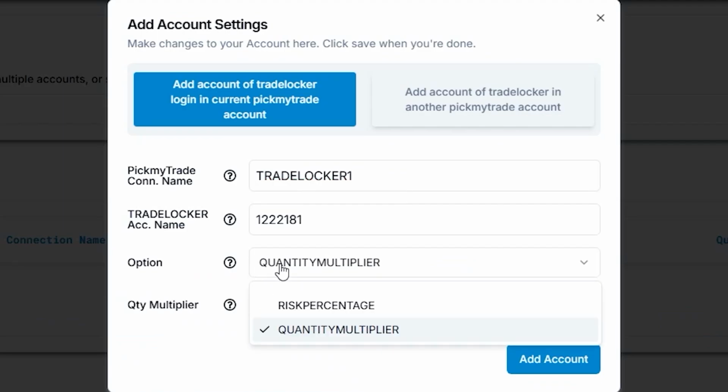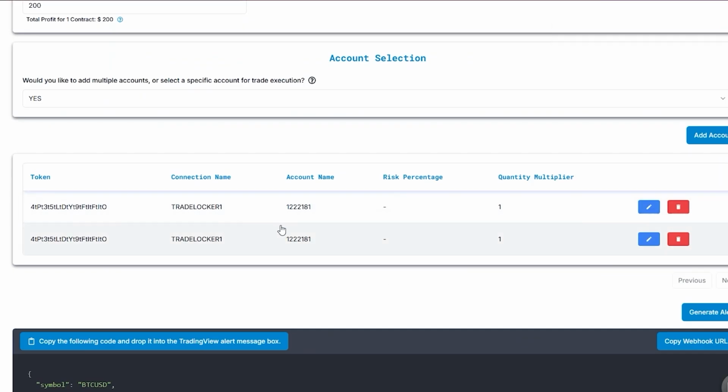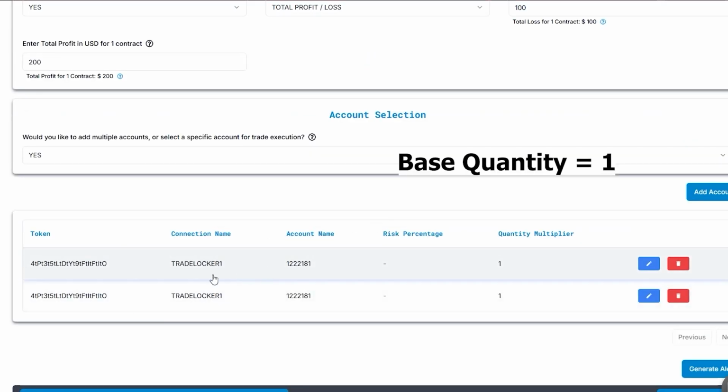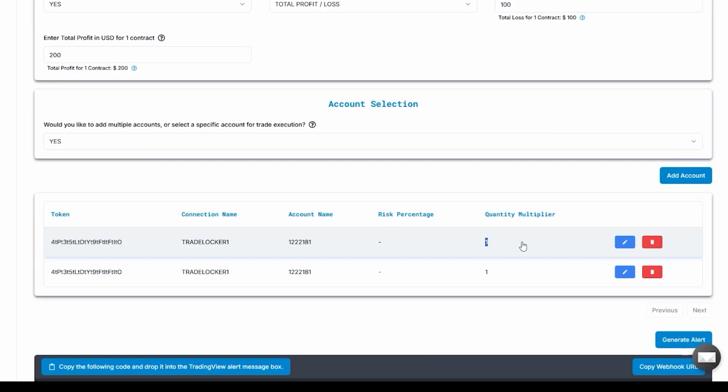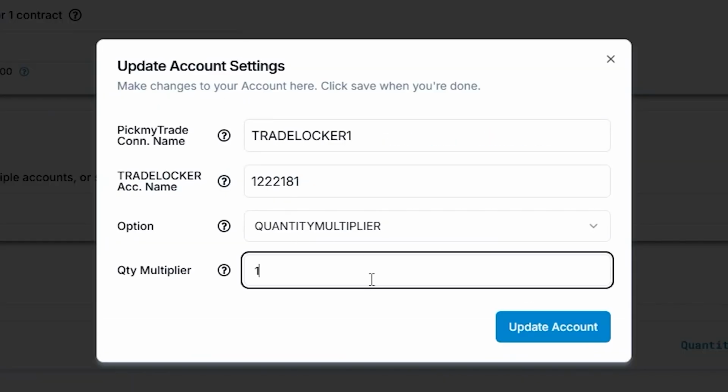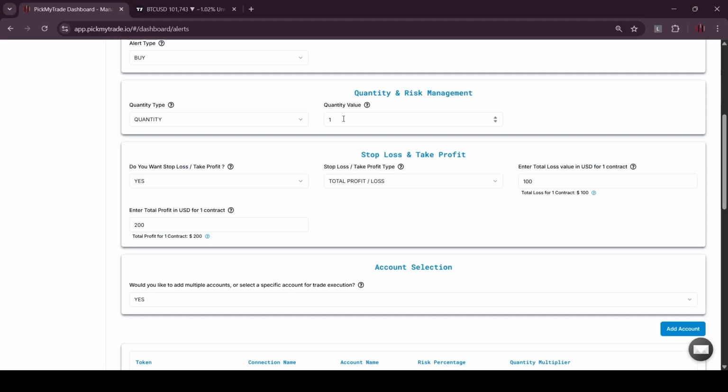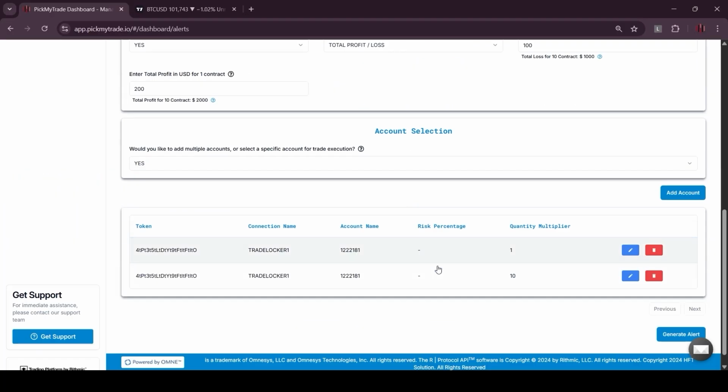Let me explain this quantity multiplier. Let's say I am adding two different accounts here. So if my base quantity is 1, and I pass the quantity multiplier as 1, it will be 1 for both accounts. But if I place a quantity multiplier of 10 for the second account, it will be 10 times the base quantity. And if I place here 10, then for the first account, it will be placed for 10 contracts. And for the second account, it will trade 100 contracts.